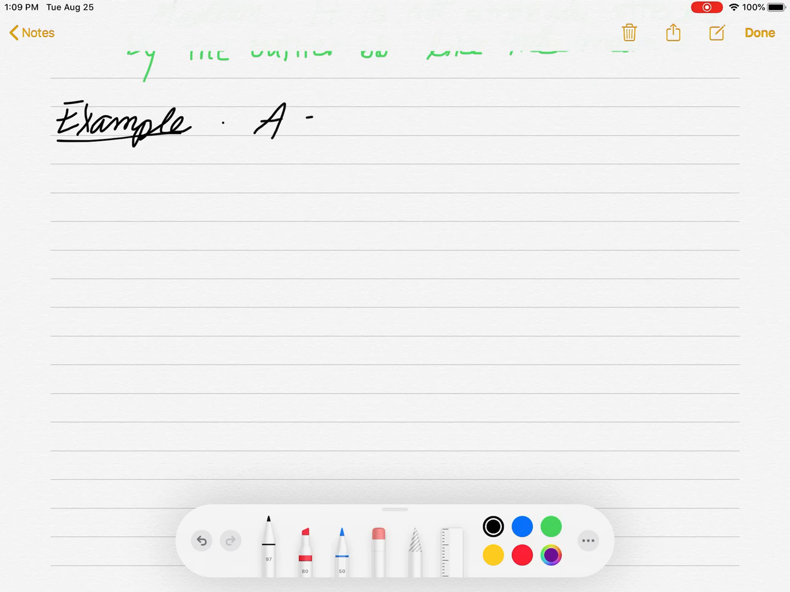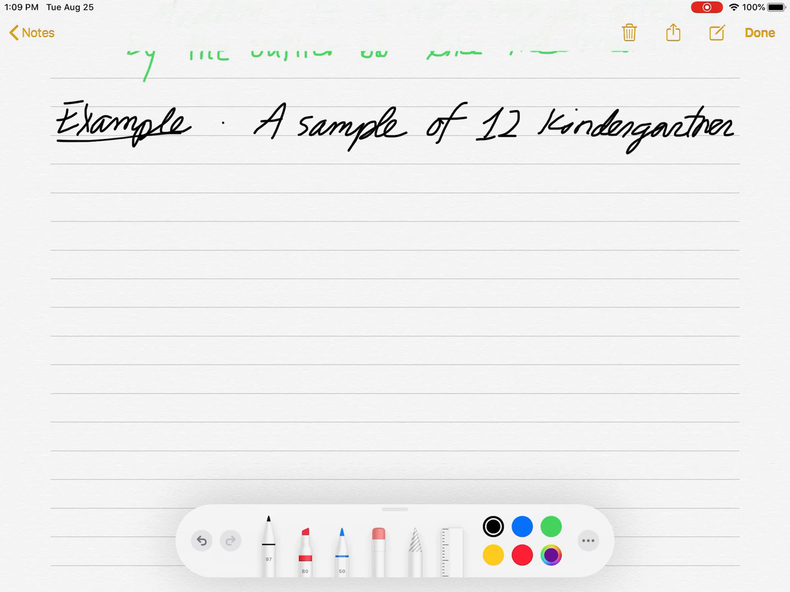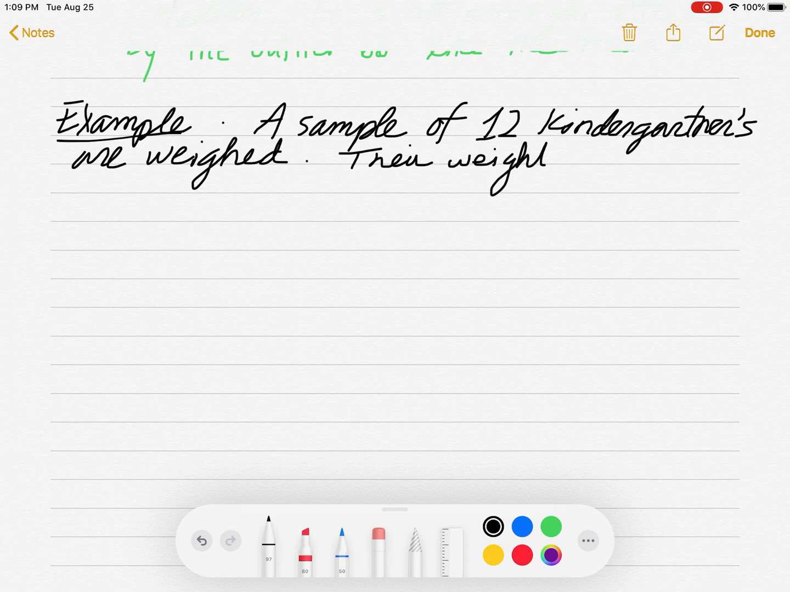Here we have a sample of 12 kindergartners. Hard to spell kindergartners. That's a German word, German origin. A sample of 12 kindergartners are weighed. Their weights in pounds are listed below.